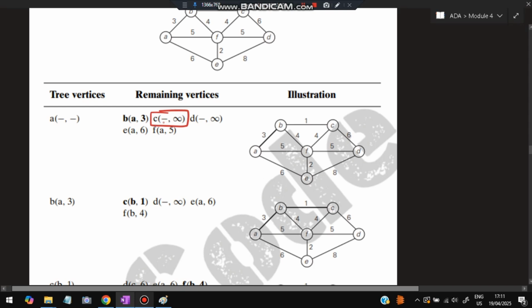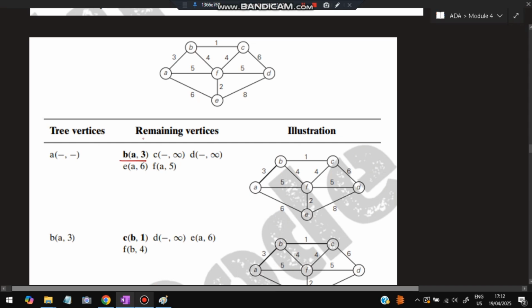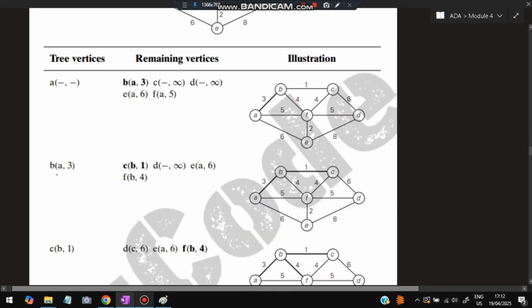Okay, this thing will be getting updated. Here it is infinity, but through B I'm getting the cost 1 only. So I'll be updating infinity with 1, and this one I'll be replacing with B, because from B I have a connection and I've taken B into consideration. So from B I have to take the distance. So distance will be calculated from B now.